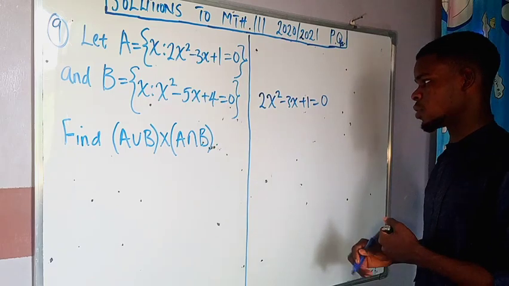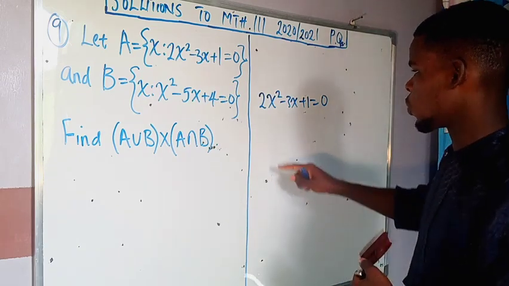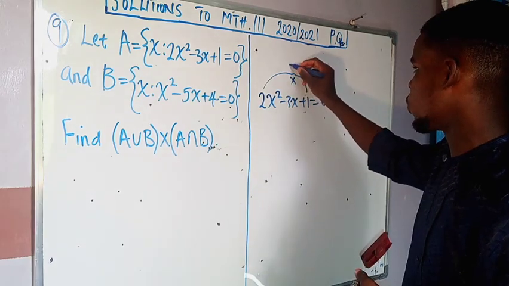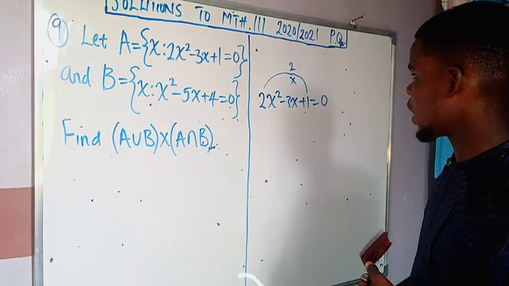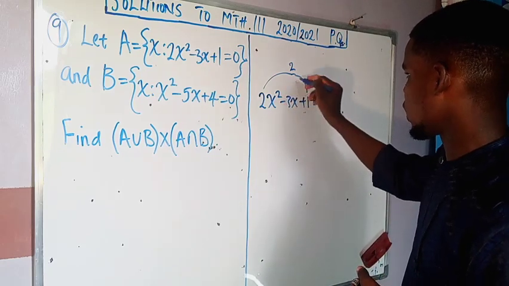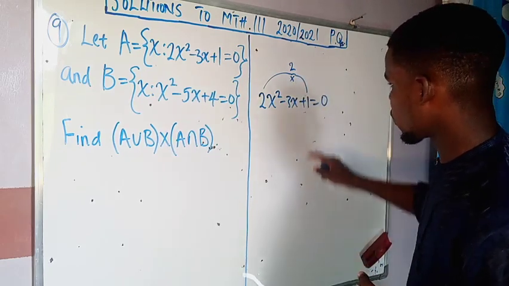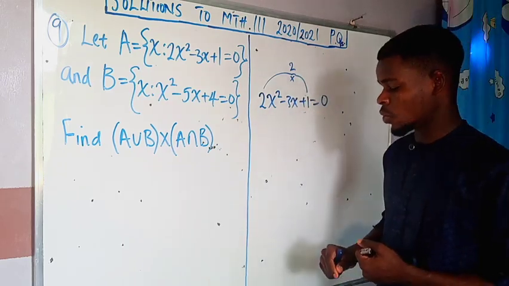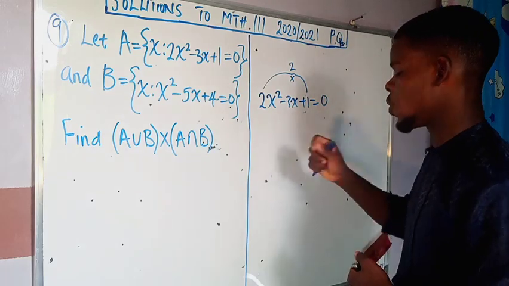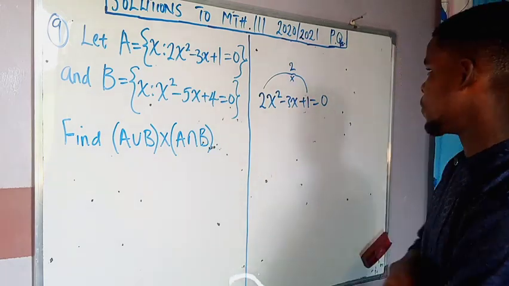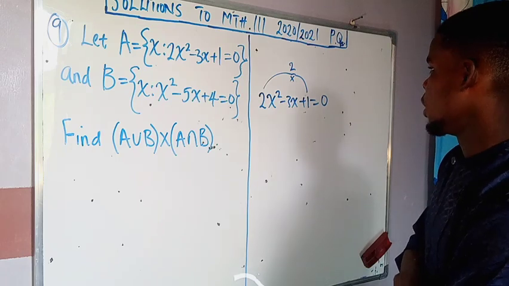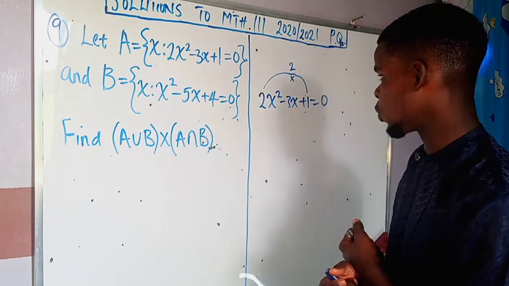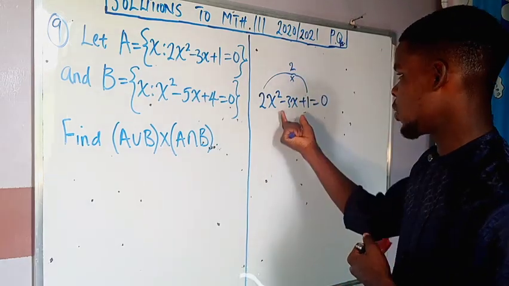So I want to use the factorization method, and I'm going to think of the two factors that will multiply together to give the product of 1 and 2, which is 2. The two factors, when you multiply, you get 2, and when you add, you get negative 3. So we have the two factors to be, let's say, negative 2 and negative 1, right? When you multiply negative 2 with negative 1, you get positive 2. And when you add them together, you get negative 3.